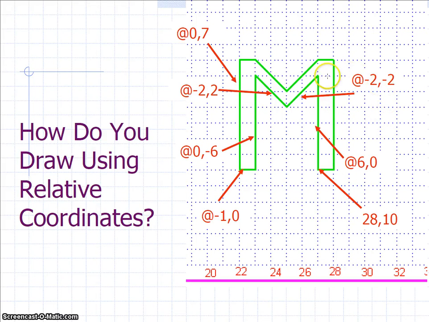See, like I said right here, from this point here, it comes down 1, 2, and it goes to the left 2. That's where that comes in from. Same thing from this point, it's going to go to the left 2, but it's going to go up 2.